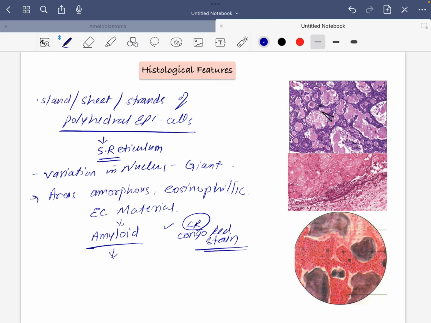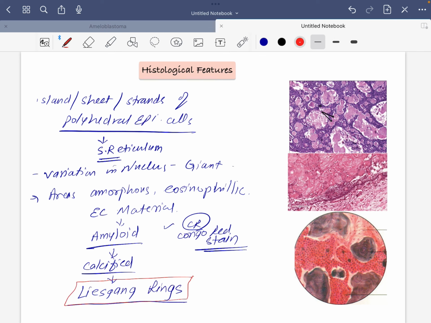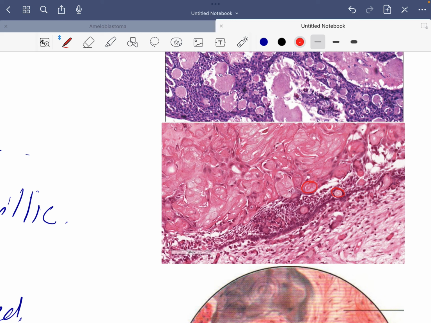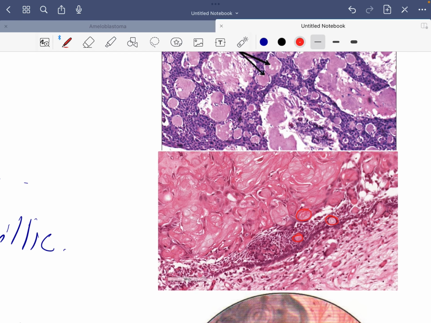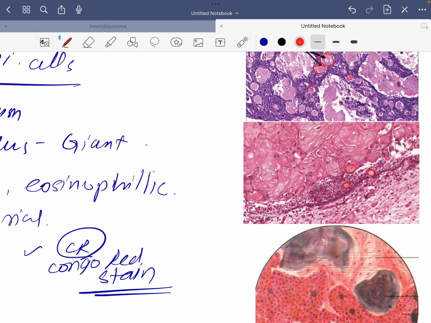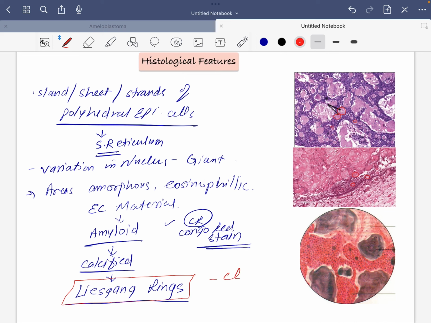But what happens is this amyloid, most of the times, becomes calcified from lamina-like structures, and this calcification of amyloid material leads to the formation of very beautiful Liesegang rings. This is important. This is the diagnostic feature of C.E.O.T. As you can see, these are Liesegang rings. In this, you will even find some clear cells also. Another feature is the presence of clear cells.